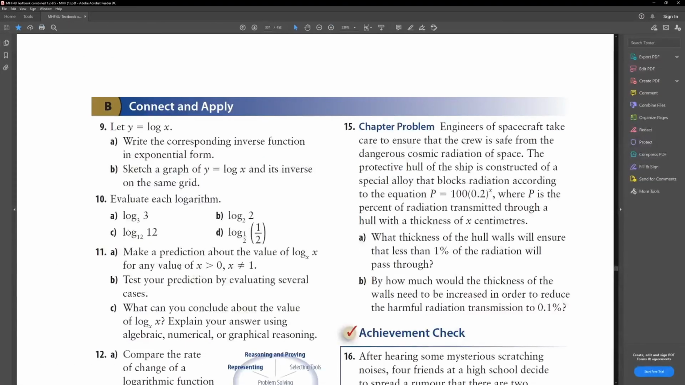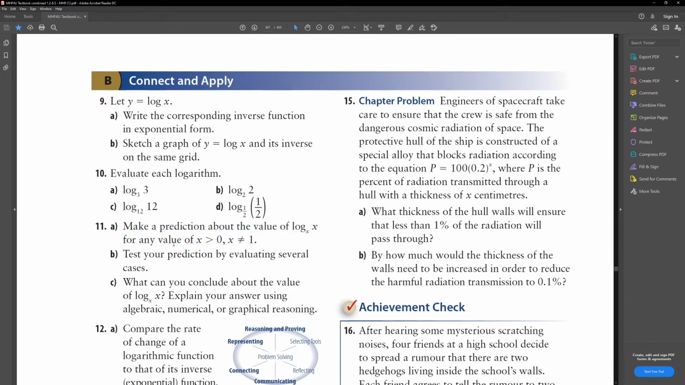11 is making us make a prediction about what this would mean for any value of x when x is greater than 0 and x cannot equal 1, for reasons we have learned before. Again, this shouldn't be really hard, because all this means is we're raising something to a power to get the same value. To get the same value, we should probably raise it to the power of 1. So this should always evaluate to 1.